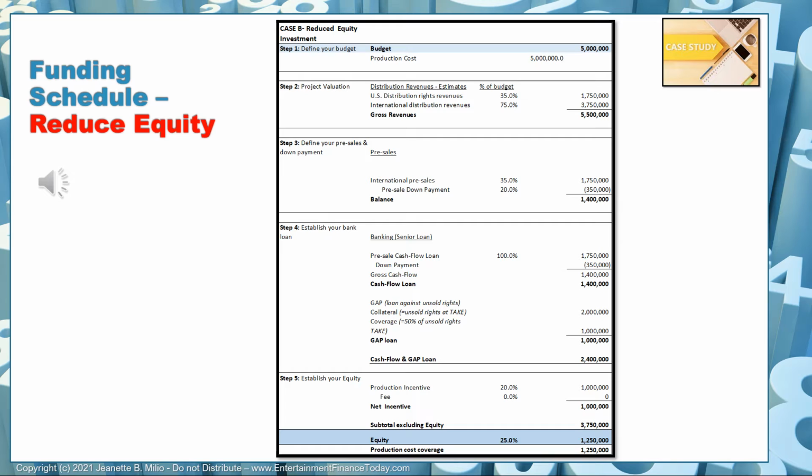So to us as the producer, it means we're getting the incentive early on. We can use it to cover our budget, and it is a non-recoupable item to us, meaning we don't have to pay this back, because the incentive region is paying this lender back instead of us.